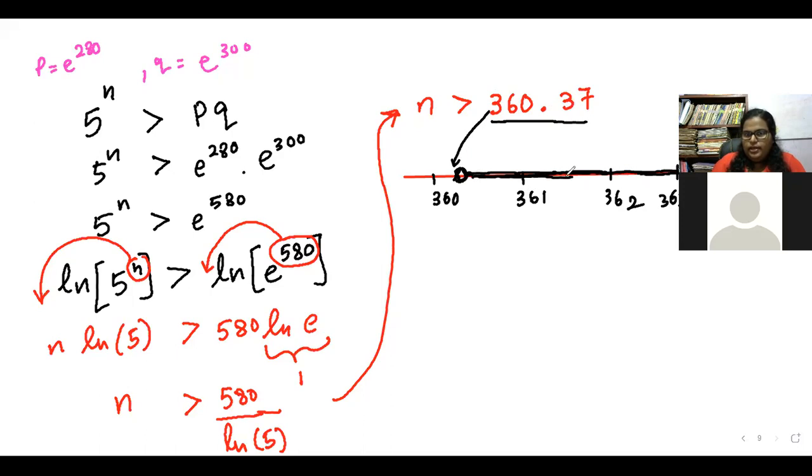n should be greater than 360.37. So in the question it is asking what is the smallest positive integer which can be taken for this n, right?